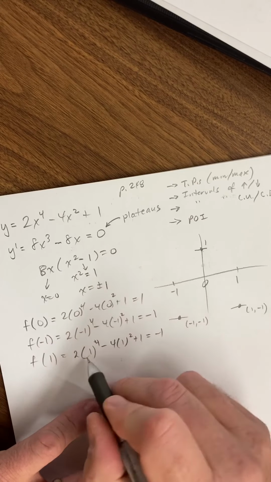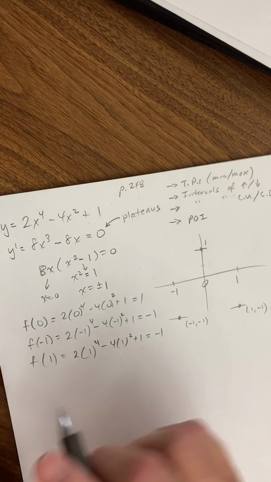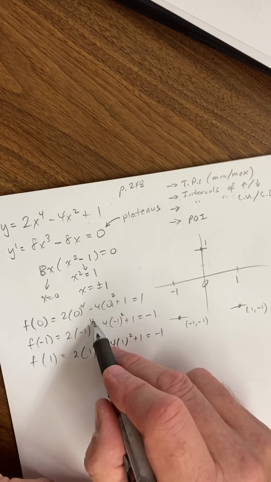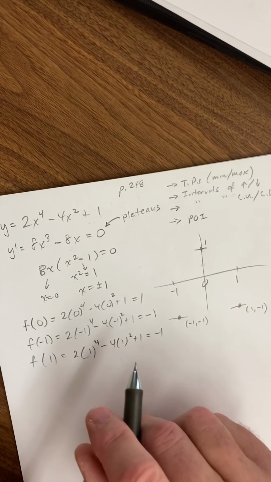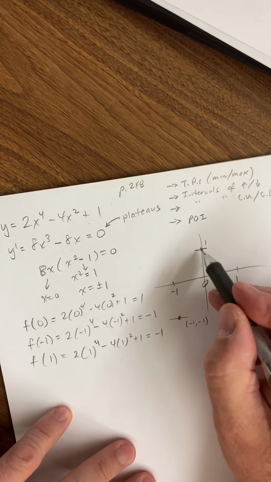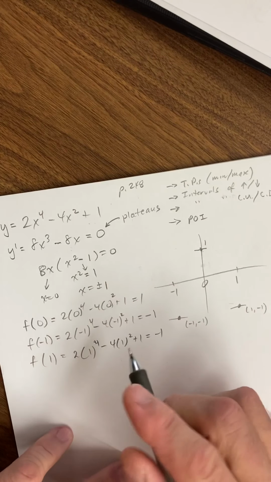Okay, so it'll be 2 minus 4 plus 1, and this makes it positive because it's the power of 4. So 2 minus 4 plus 1, same answer. Okay, so we know it plateaus at those areas. You can probably see what's going to happen already. It's going to go like this, right?